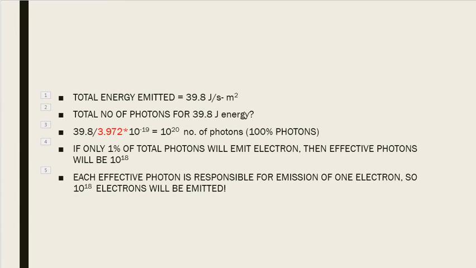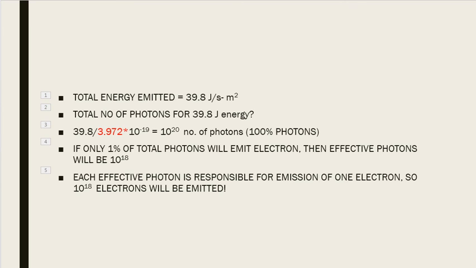Now, how much is the total energy to be emitted? 39.8 joule, and the number of photons for this much energy will be the total energy divided by the energy of each photon, so approximately 39.8 upon 3.972 into 10 raised to minus 19. So 10 raised to 20 photons are to be emitted if we want an energy of 39.8 joule. So 100% of photons is equivalent to 10 raised to 20 photons. Now out of these 10 raised to 20 photons, only 1% are responsible. So 1% of 10 raised to 20 is 10 raised to 18.